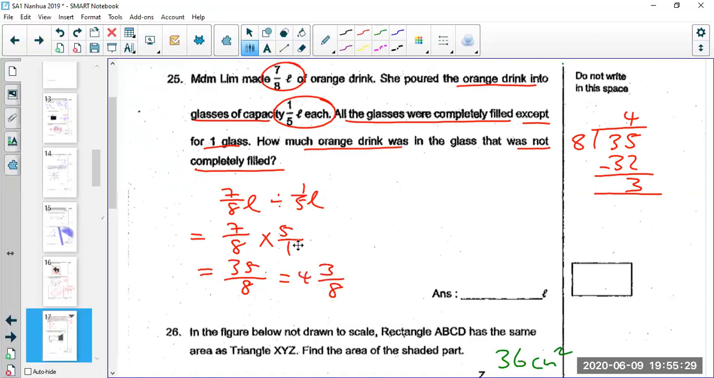And then is your answer 4 and 3/8? No, the answer cannot be 4 and 3/8. So what does this fraction mean? It means that there are 4 glasses that are completely filled. Look at the whole number. There are 4 glasses that are completely filled because you take all the orange juice and divide by one glass that can contain 1/5 liter. And then where's the remainder? Is the remainder 3/8? If you put your answer 3/8, that's wrong already.